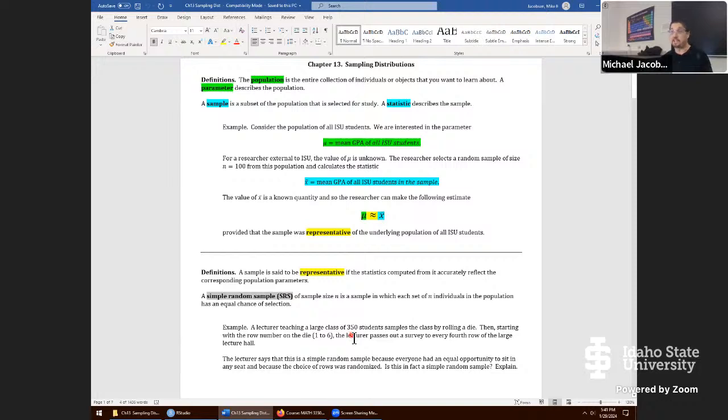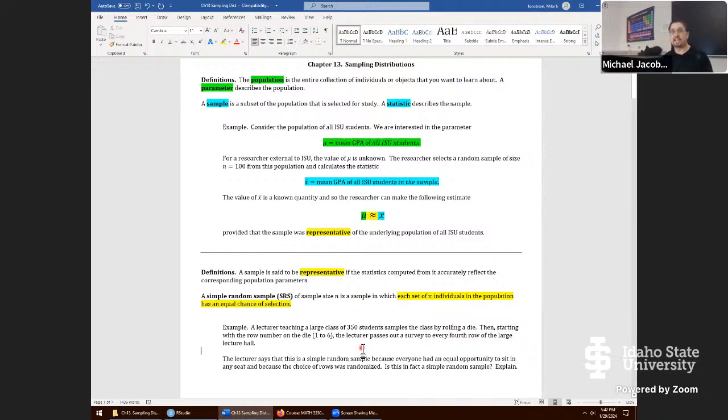Sometimes it's actually quite hard to get a simple random sample, but when it can be done, our procedures are the most powerful, and those are going to be the major procedures we're describing here in our statistics course, procedures where the data came from a simple random sample. Here's how the definition goes. A simple random sample of size n is a sample in which each set of n individuals in the population has an equal chance of selection. Now, that's a heck of a statement right there. I think it takes some unpacking when you read it the first time. But this is what makes a simple random sample.